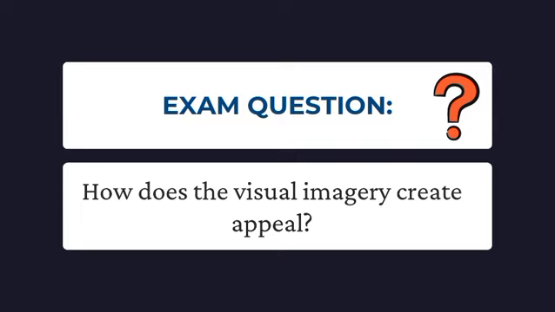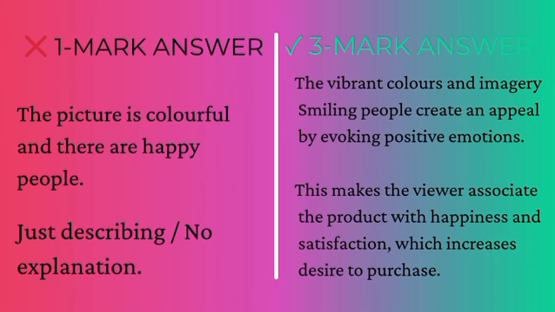Before we dive in, let's discuss why most learners lose marks on advertisement questions. Look at this. Most learners write something like, the picture is colorful and they are happy people. That's a 1 mark answer. Why? Because you are just describing what you see. You are not explaining what it does or why it works. Here's what a 3 mark answer looks like. The vibrant colors and imagery of smiling people create appeal by evoking positive emotions. This makes the viewer associate the product with happiness and satisfaction, which increases the desire to purchase.